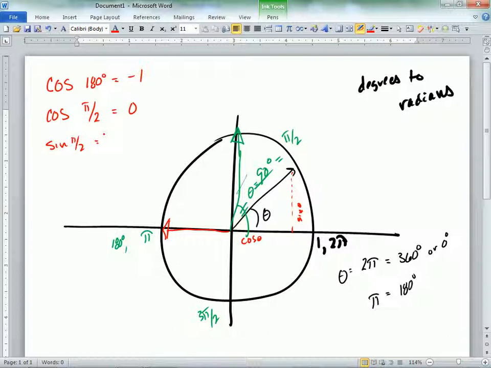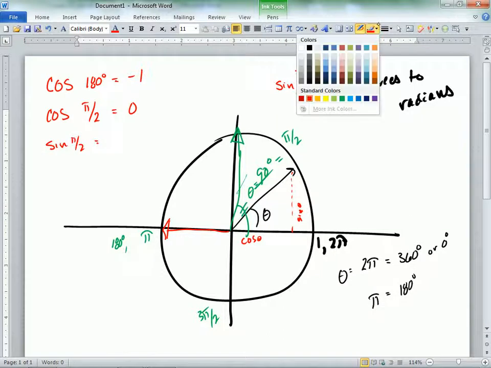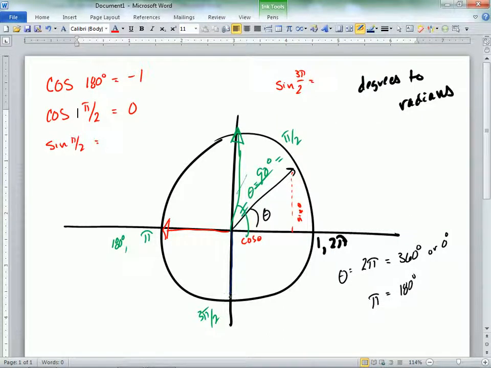How about the sine of 3 pi over 2? What would be the sine of 3 pi over 2? This would be the y side, the y component. If you're at 3 pi over 2, it's just -1, right? Because there is no x component. It's all y component. It's going straight down.